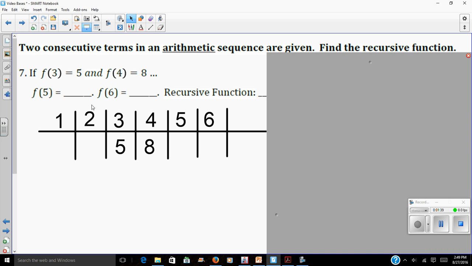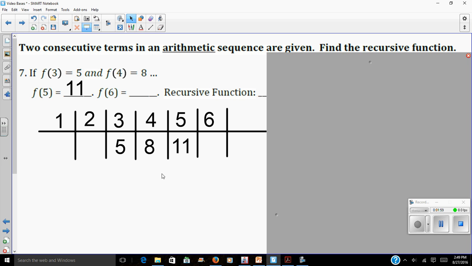So let's start by filling in what we are being asked for. Term 5, or f of 5, equals, well, if we continue the pattern and add 3, we know that the fifth term is going to be 11, and we can plug that into the table, and we can also plug in 11 into our answer box over here.